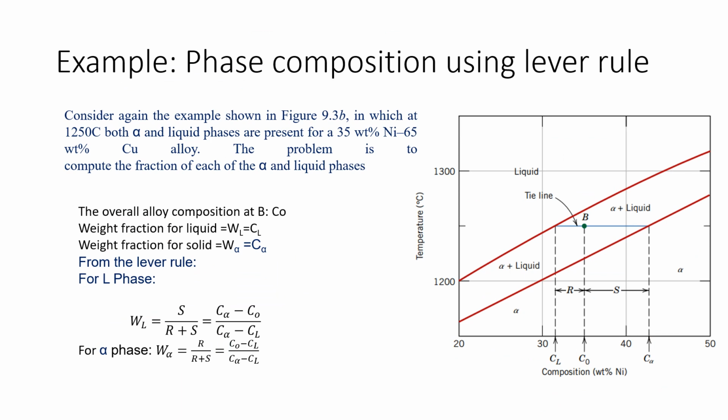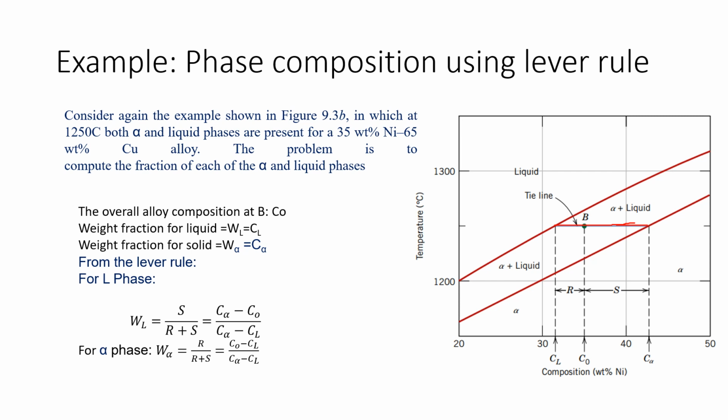So this lever rule is further explained. This figure is taken from the textbook, chapter 9, which is figure 9.3b. The tie line, this is the tie line, which is a horizontal line drawn which touches the two boundaries. So the liquidus is curved and the solidus is curved.